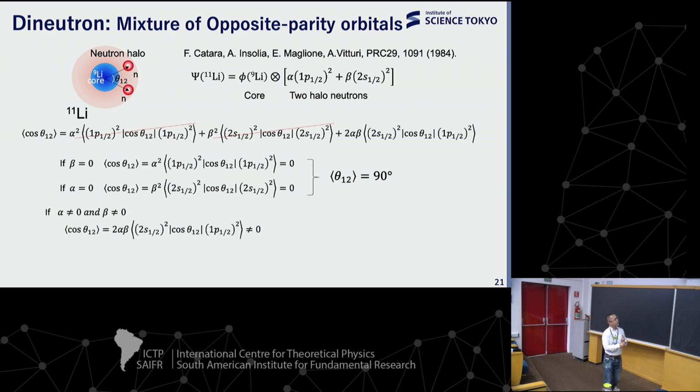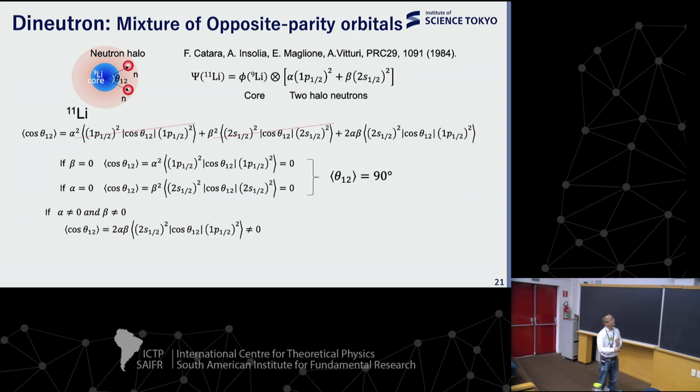theta 1,2 expectation value has a non-zero component. And in the case of attractive force between these two neutrons, the theta 1,2 expectation value becomes less than 90 degrees, while if it is repulsive, it should be larger than 90 degrees. Okay, so this is a very important point.